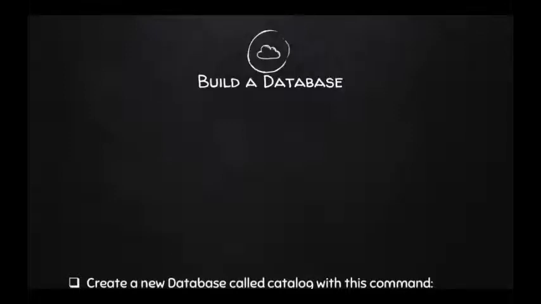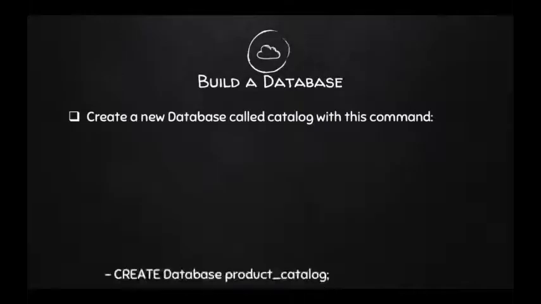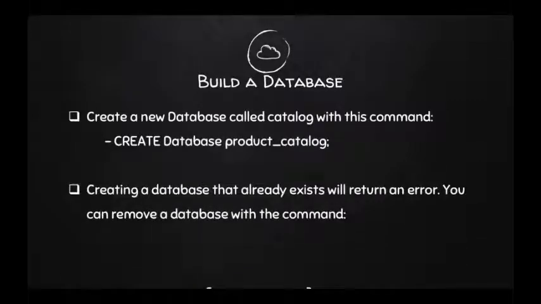is required. For the most part, typically it's either a single quote or a double quote that's required from what we're using here. So to build a database, we want to create a database called catalog using the create database product catalog command. This will go in and it will create a catalog database in your database environment. Again, for us, we're going to be using MySQL. Creating a database that already exists will return an error.